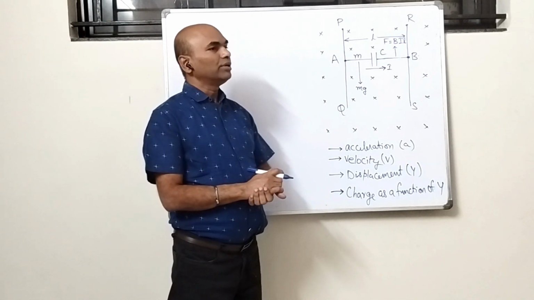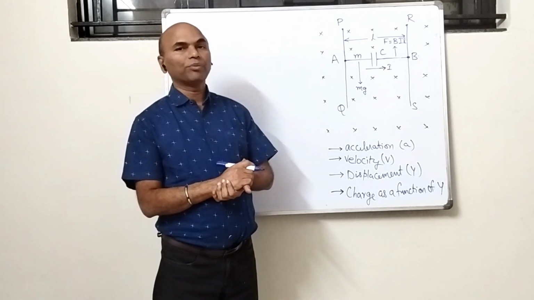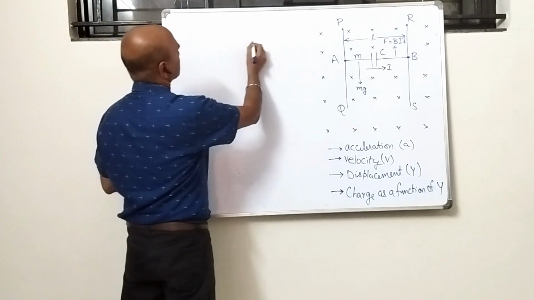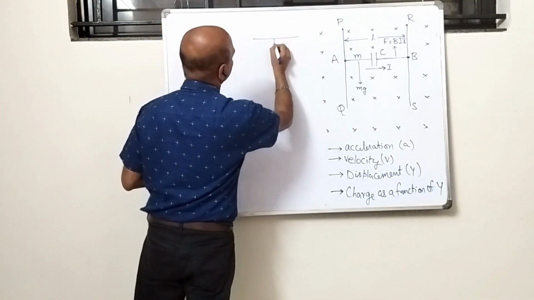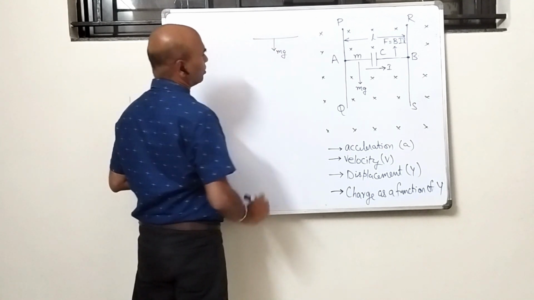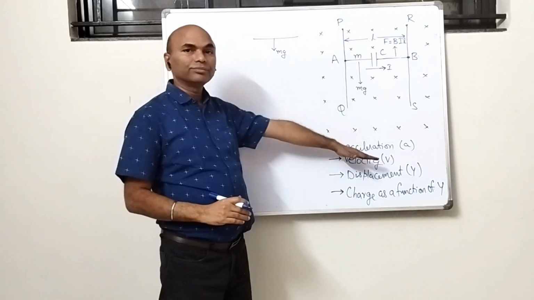Okay, so now let us start. From where to start? If I take the free-body diagram for this wire, this is the wire and its weight is acting downwards, mg. And now what about the induced current?